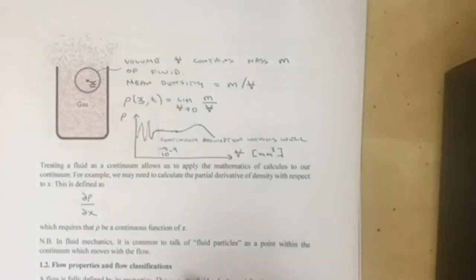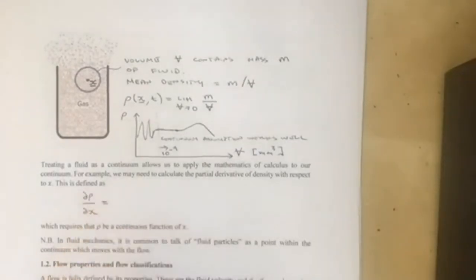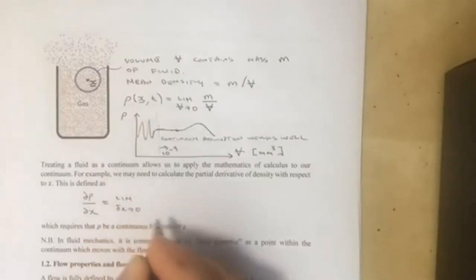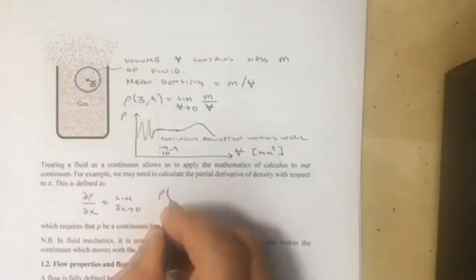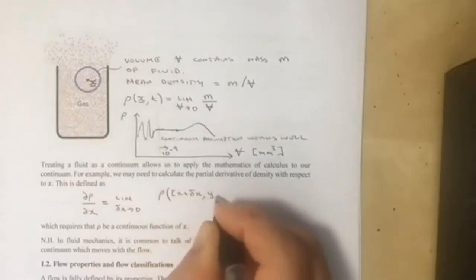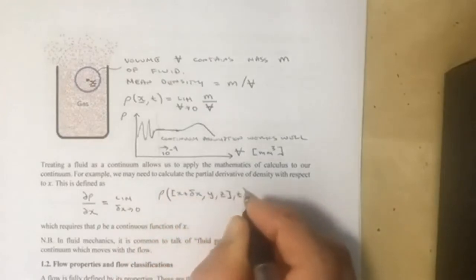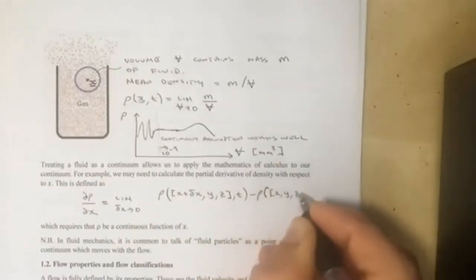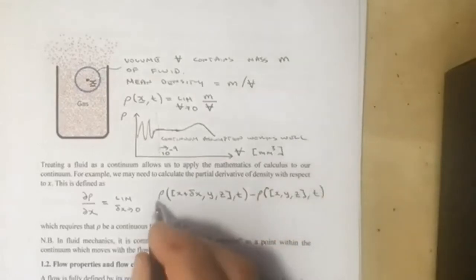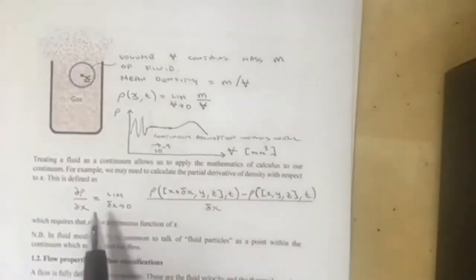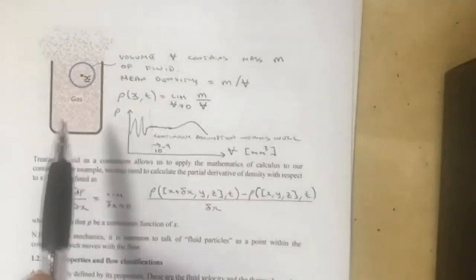And so d rho by dx is formally defined as being equal to the limit as delta x tends to 0 of the density at x plus delta x, comma y, comma z, comma t, minus the density at x, comma y, comma z, comma t, divided by delta x.